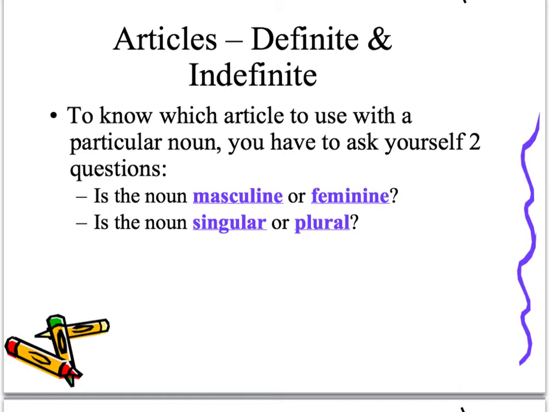To know which article to use with a particular noun, you have to ask yourself 2 questions. Is the noun masculine or feminine? Is the noun singular or plural? So just like we talked about, how do you decide which one to use? Look at the end of the word. Is it masculine or feminine, singular or plural? And then sometimes we'll just have to memorize those exceptions.